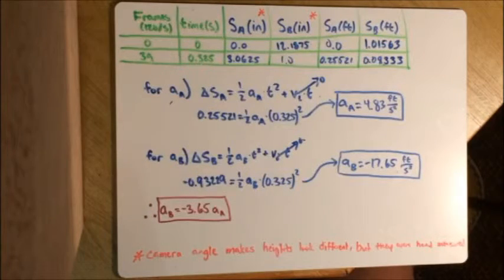We were not able to measure the heights as precisely as desired, therefore our measured relationship between A and B is different than the theoretical relationship.